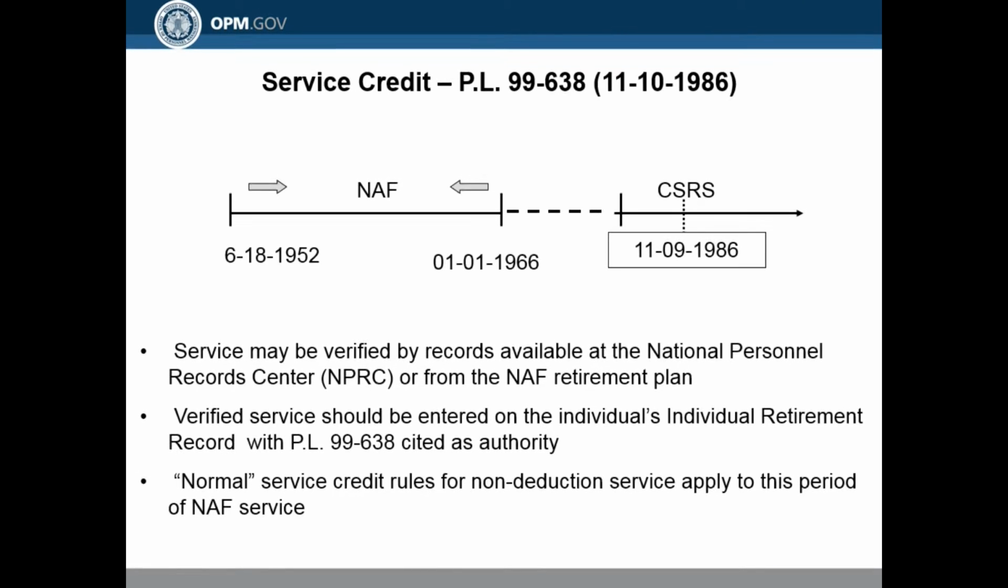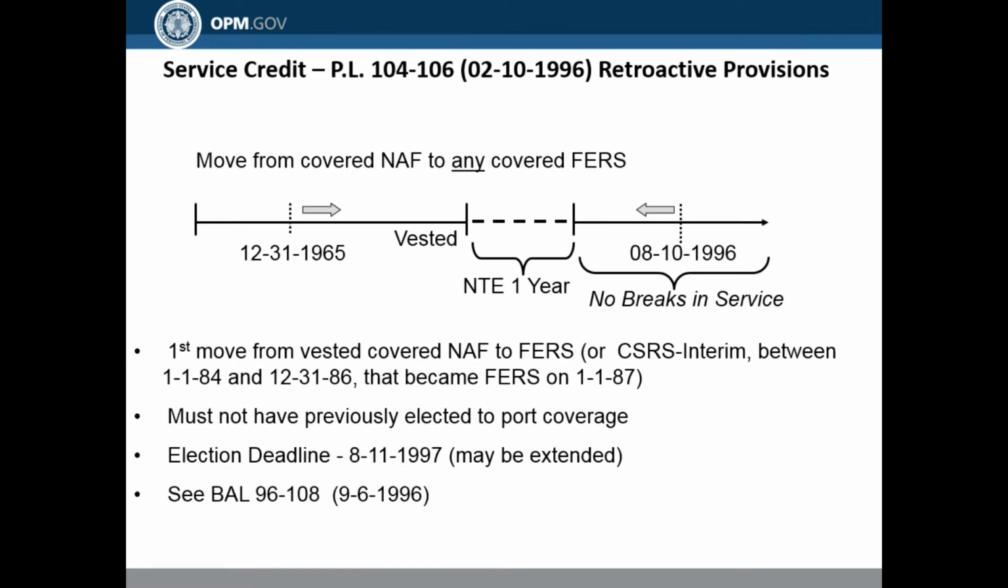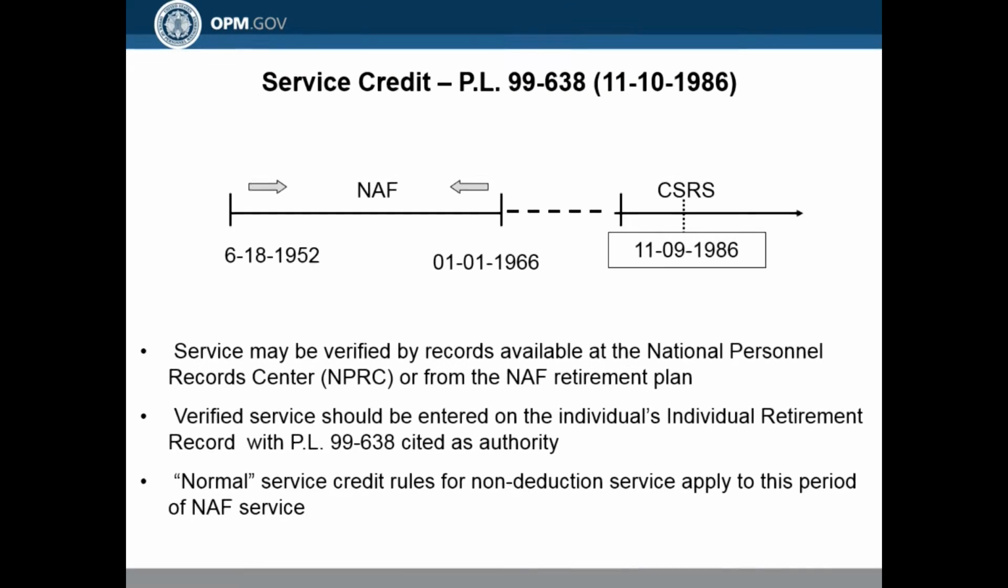So if you look at this, because of where it occurred, you're going to get credit for eligibility and computation purposes, regardless of whether you pay a deposit or not. If you don't pay a deposit, we're going to calculate the amount that would be owed, and the annuity would be reduced by 10%. So again, normal service credit rules apply to this.